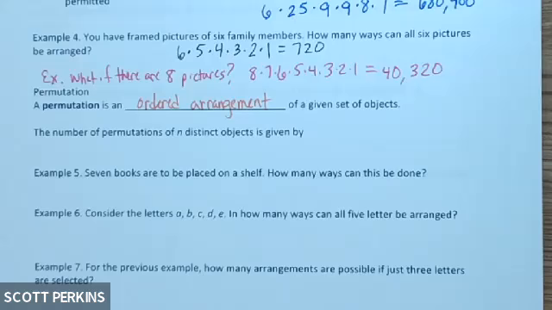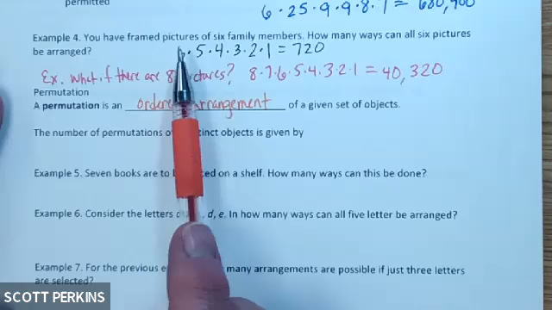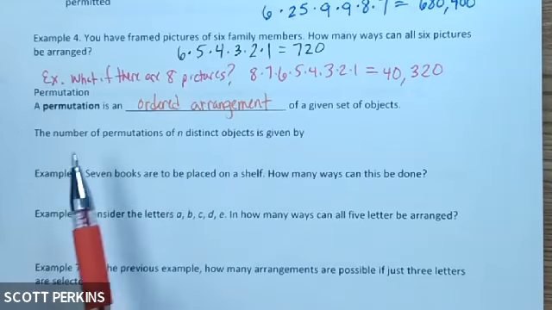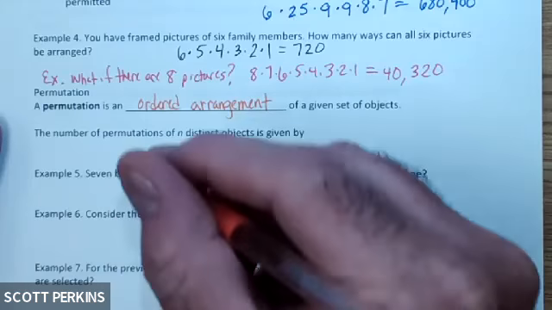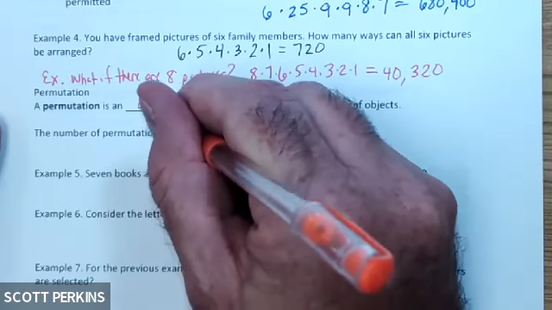If you're just concerned about a group of objects, not how they're arranged. But that's for Wednesday, getting a little ahead of myself. So what we did here with these pictures, these are ordered arrangements of objects. So the number of permutations of n distinct objects. Remember, this letter n is just a number, okay?